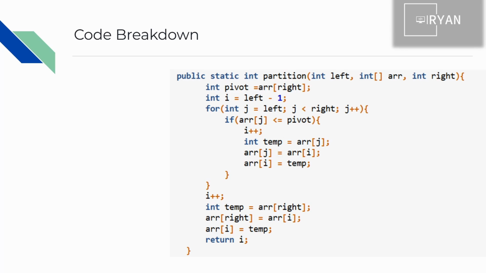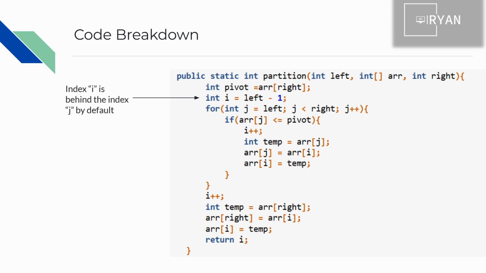Okay, now let's look at the code for our quicksort. There will be two sections of code breakdown. This section will focus on the partition method, which is the helper method that will be used recursively in the main sorting method. So first we have our pivot. In this implementation, we will set the pivot as the last element of the current portion.